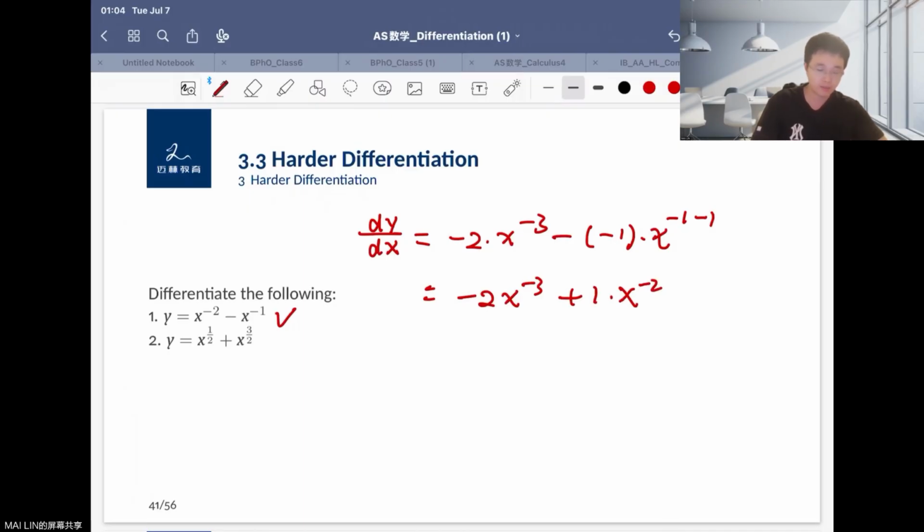And for the second problem, the differentiation is dy over dx equals, first we put a half in front, a half times x to the power of negative a half. And then for the second term, we put the power in front, 3 over 2 times x to the power of a half. That is the equation.